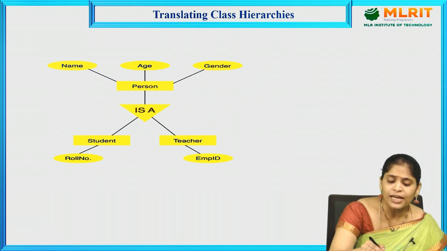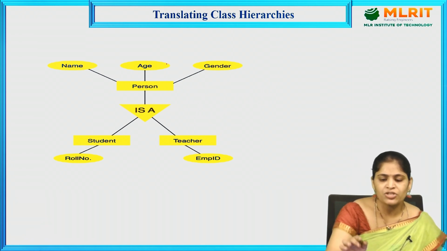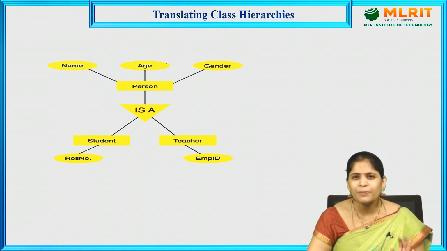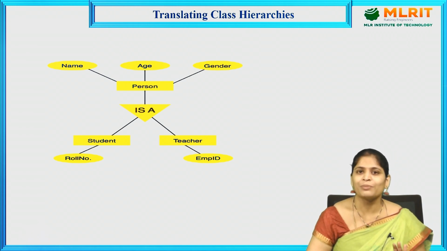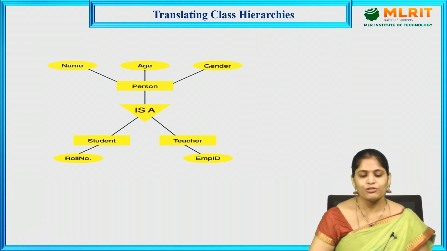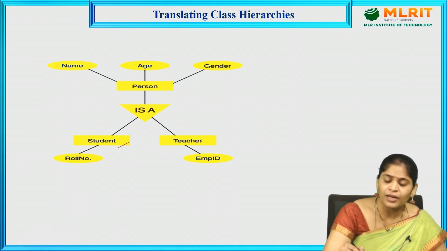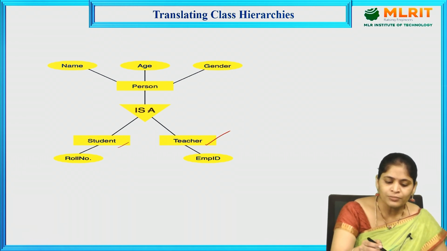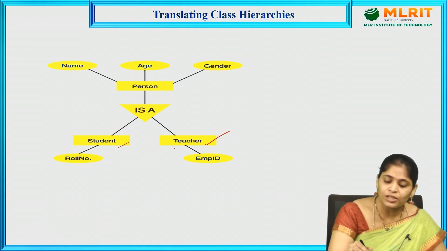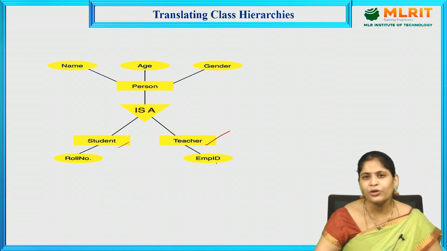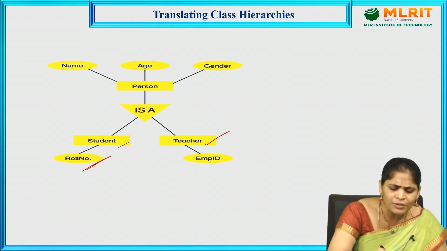So what are the attributes for this person? Name, age and gender. For each and every person, we will have common attributes: name, age and gender also. And a person can be a student or a teacher. The attribute of the student can be roll number, and the attribute of the teacher can be employee ID. These are the only attributes for the student.